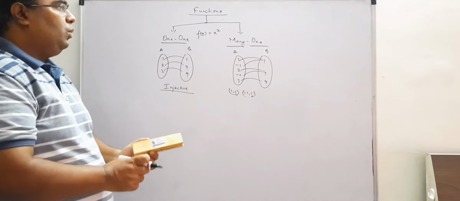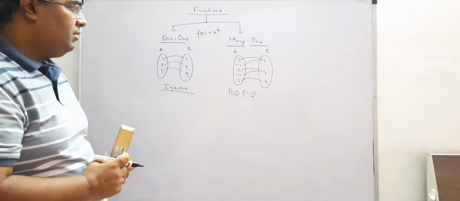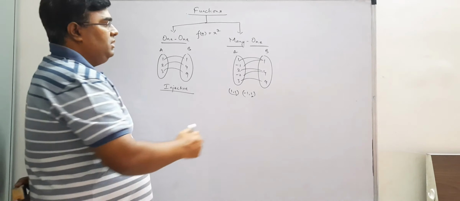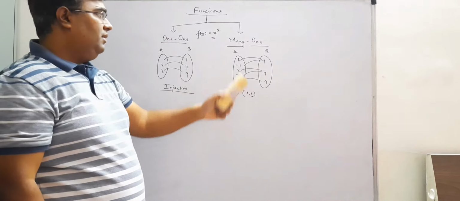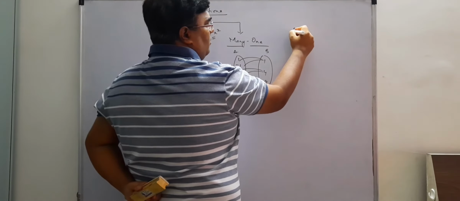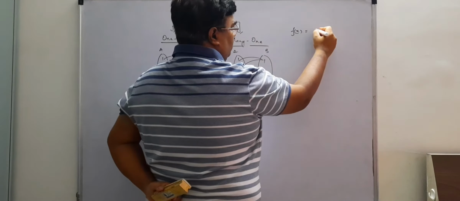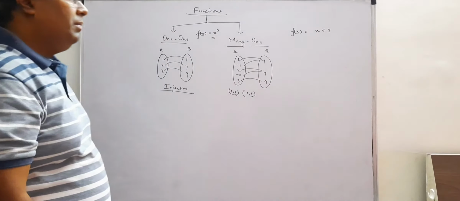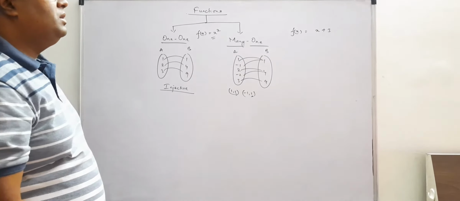Now, let us take one example. How to prove a certain function is a one-one function. Right? Clearly, this is not a one-one function. Right? So, let us say, suppose my function f(x) is equal to x plus 3. I am taking a very simple example, but you can apply the same method to all the examples, right? All the problems.